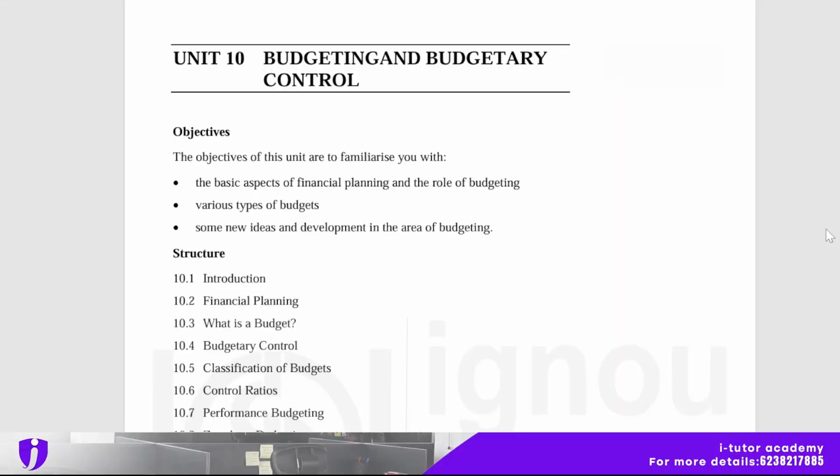In today's section, we will start with Unit 10 of MMBC 004, that is Budgeting and Budgetary Control. So let's see the objectives of this chapter. The objectives of this unit are to familiarize you with the basic aspects of financial planning and the role of budgeting, various types of budgets, and some new ideas and developments in the area of budgeting.